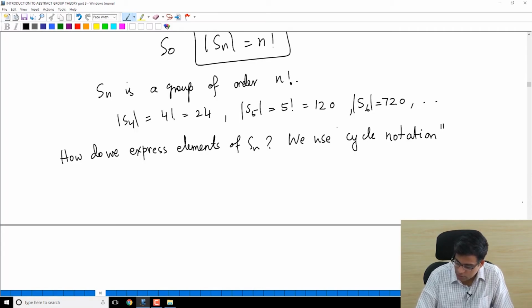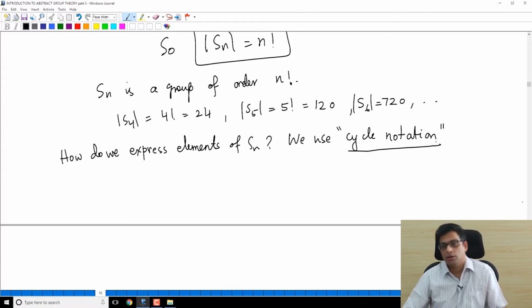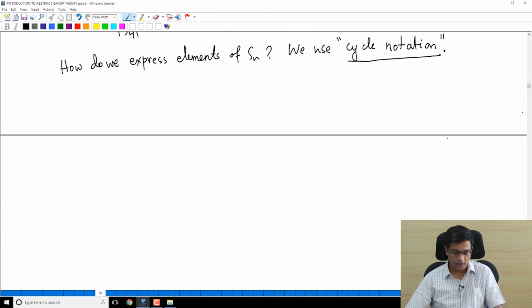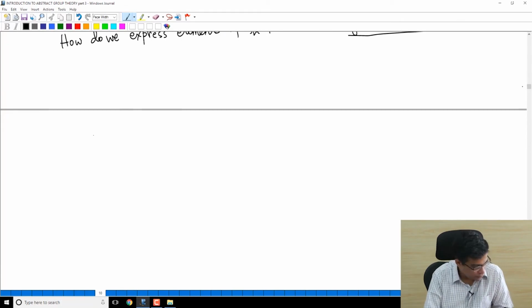Okay, so hopefully this is already familiar to you from the time we discussed S3. In any case, I will discuss all the details again. So what is a cycle notation? It is best explained with an example. So let's look at, for example, let's start with this.